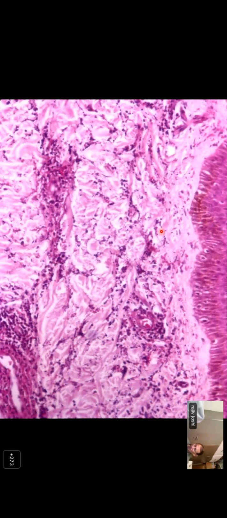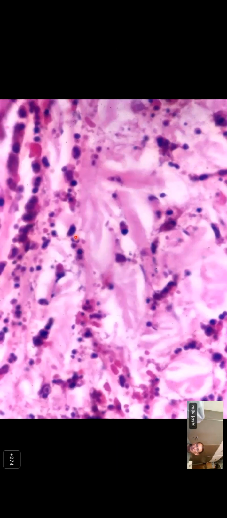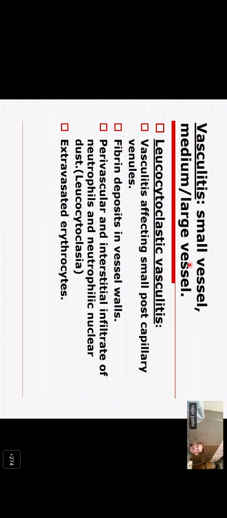So it's primarily a vasculocentric pattern where you have damage to the blood vessel walls, fibrin deposits in vessel walls, and a dermal infiltrate which is interstitial, of neutrophils and neutrophilic nuclear dust, which is also known as leukocytoclasia, and therefore the name leukocytoclastic vasculitis. Vasculitis can be classified based on which vessel is involved, whether it's a small vessel, medium vessel, large vessel, because the tissue response will be different, the diseases will be different. In the skin, we mainly see small vessel leukocytoclastic vasculitis, which affects small post-capillary venules. You have fibrin deposits, you have perivascular and interstitial infiltrate of neutrophils and neutrophilic nuclear dust, and extravasated RBCs.